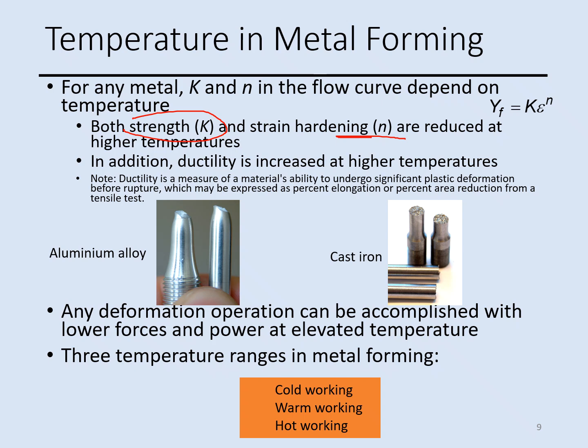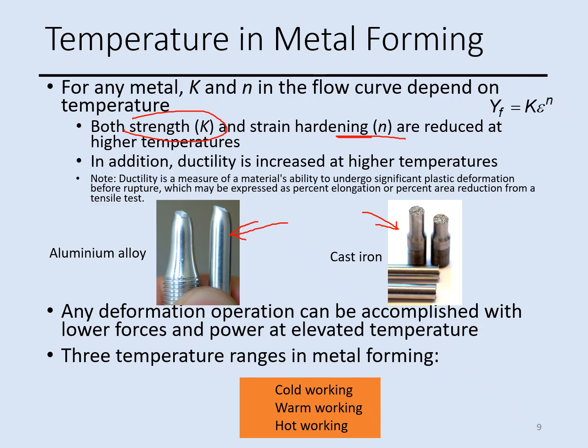Also, ductility is increased at higher temperature. Ductility is favorable. We want ductility to be higher in the metal forming processes. Here we have two pictures, this one and this one. These are tensile test samples. One is aluminum alloy, the other one, the right one, is cast iron.